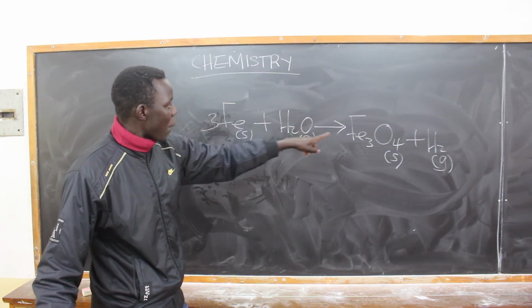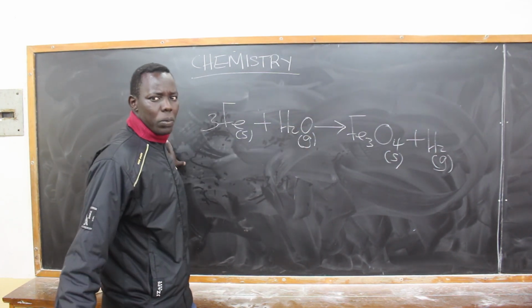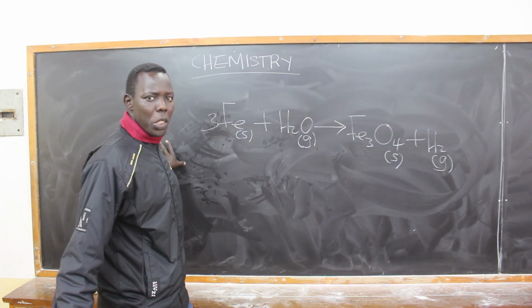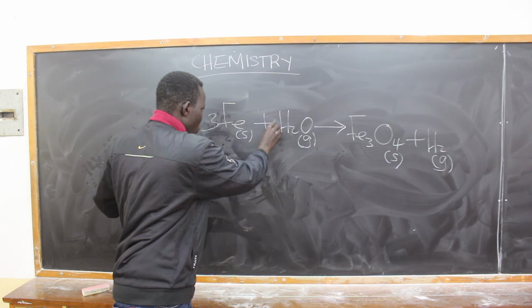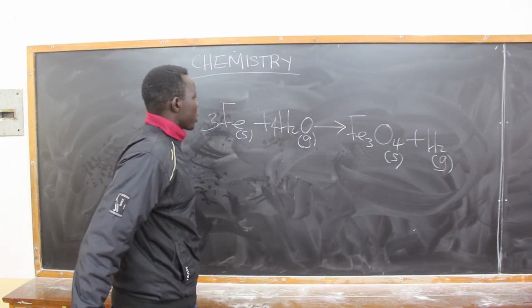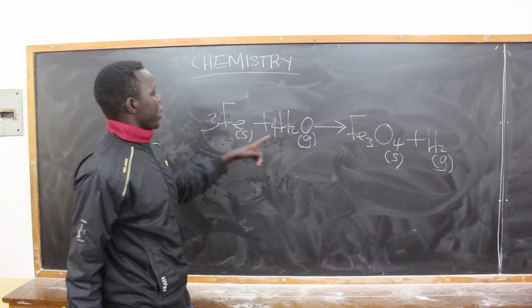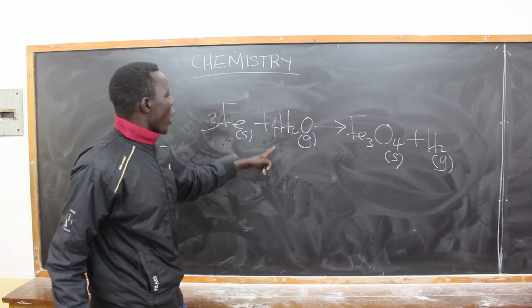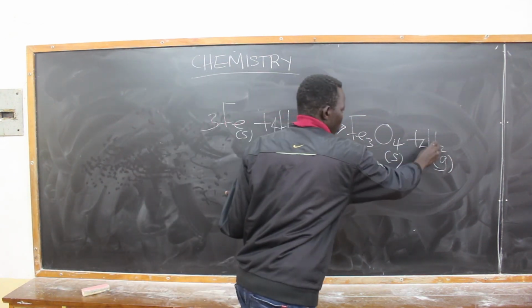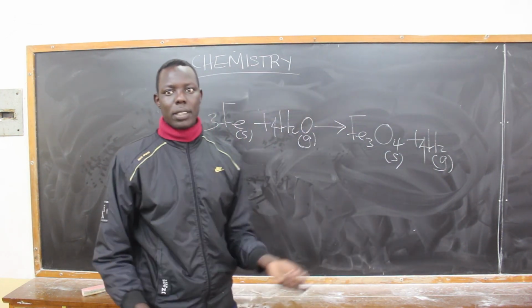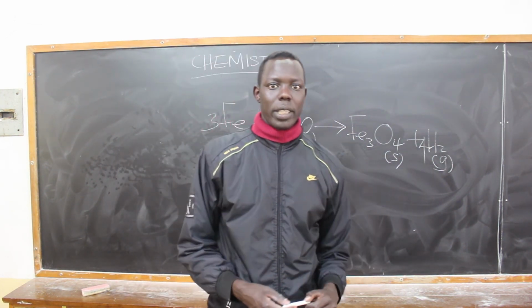Oxygen is 4, here it is 1. What can I do? It's what actually you are thinking of. Do oxygen equal 4? I put here 4. Now it's 4, but hydrogen has become 8. So now hydrogen must also equal 8. We put here 4. It is balanced. So what else do you want?